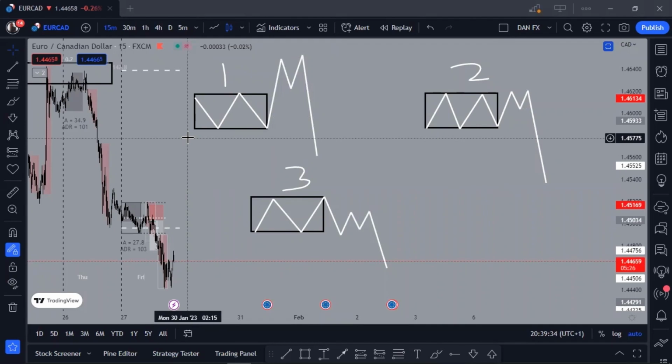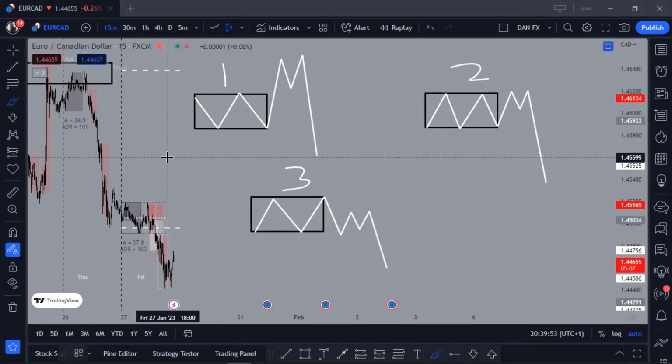Today we're going to be talking about the Asian session liquidity and the types of Asian session liquidity that occur on a day-to-day basis. So I'm going to be going over the trades that I took this week on this Asian session liquidity and the Asian session patterns that showed up this week. So let's get to it.